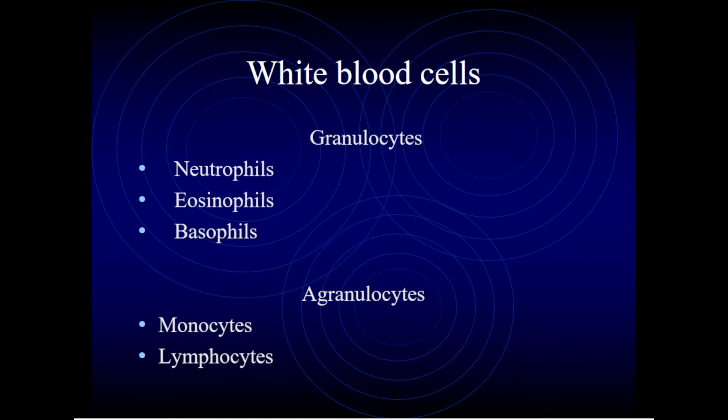Today our lecture is devoted to the functions of white blood cells and thrombocytes. The leukocytes are subdivided into two types according to their granules which are present in their cytoplasm. There are granulocytes, which also are subdivided into neutrophils, eosinophils, and basophils, and agranulocytes, monocytes, and lymphocytes.